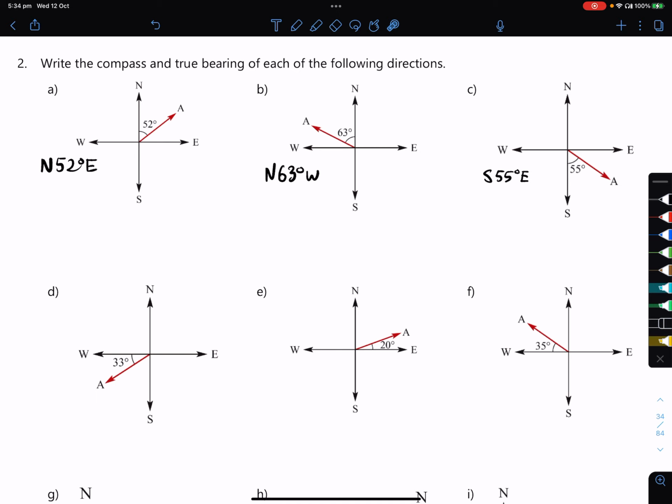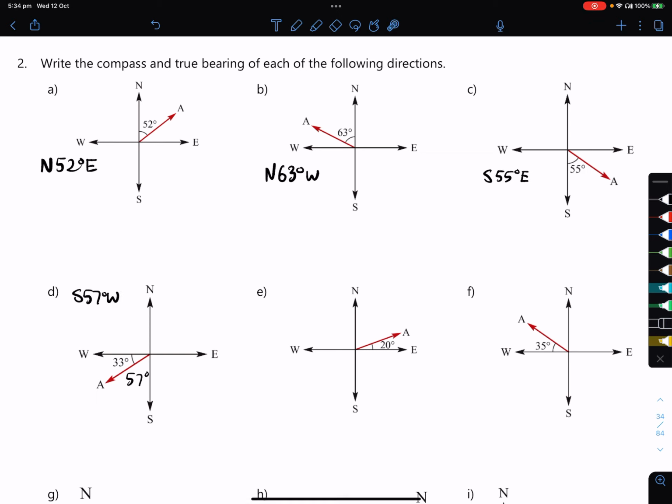Now, for question D, this is a little bit different, only because if you have a look at it, this angle is actually not between south and that line. So from south, we have to calculate how much we turn here to get to that line. And that is 90 minus the 33, which is going to become 57 degrees. So we're going to say that the angle is south 57 degrees west.